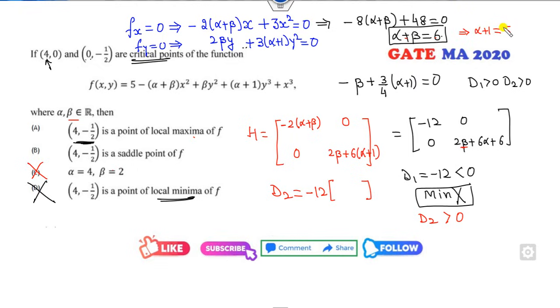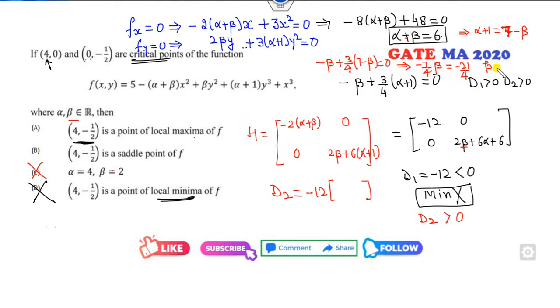It is 7 minus beta. Fine. So it is minus beta plus 3 over 4. 7 minus beta is 0. So can you find the value of beta? Is 7 over 4. Beta is minus 21 over 4.